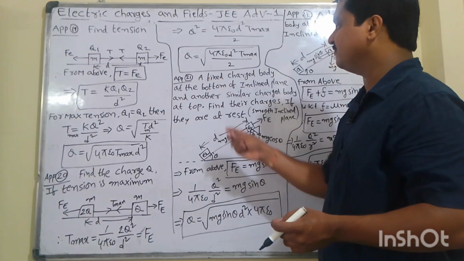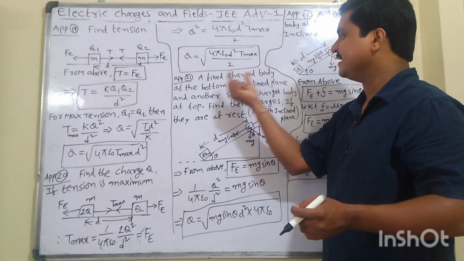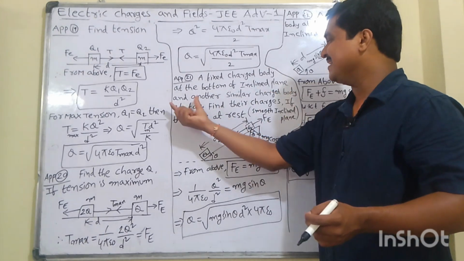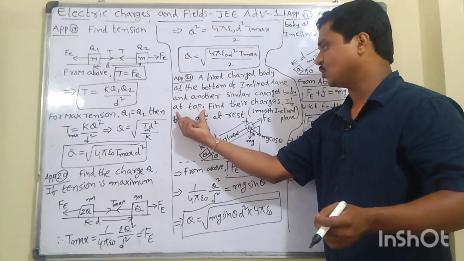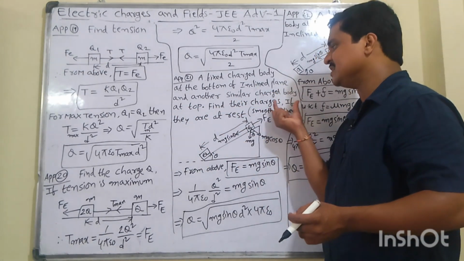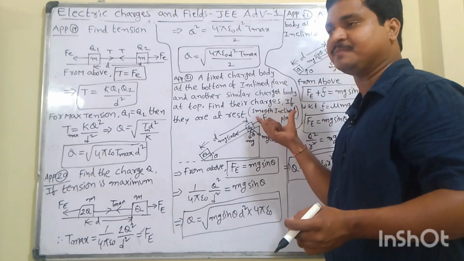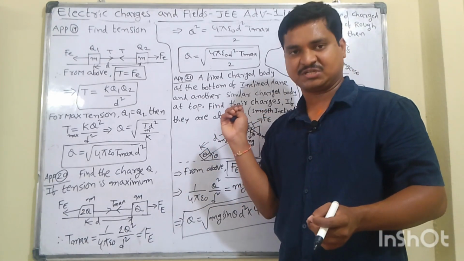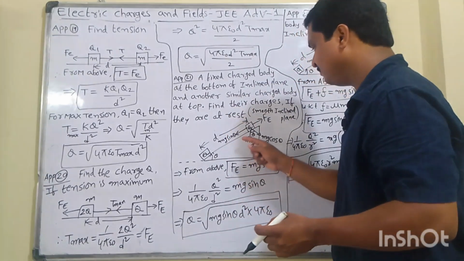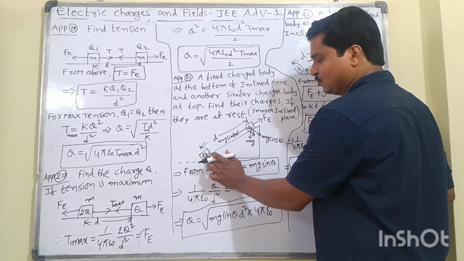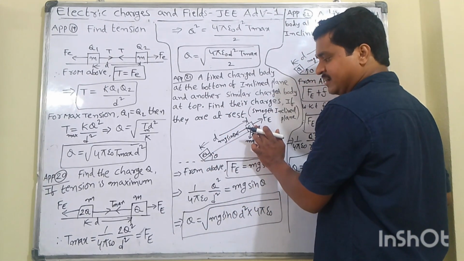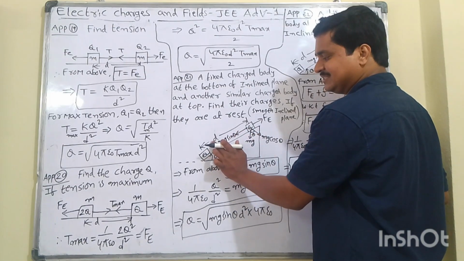Coming to application number 21, a fixed charged body at the bottom of an inclined plane and another similar charged body at the top. Find their charges if they are at rest. Consider the plane to be a smooth inclined plane. Smooth inclined plane is nothing but we are neglecting the frictional force on that plane. So by taking two charges, one at the bottom and one at the top of the inclined plane, between the two charges there is a distance d.